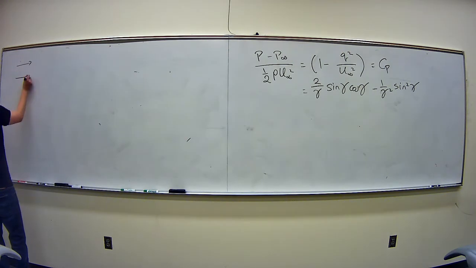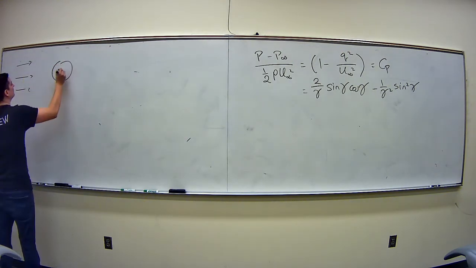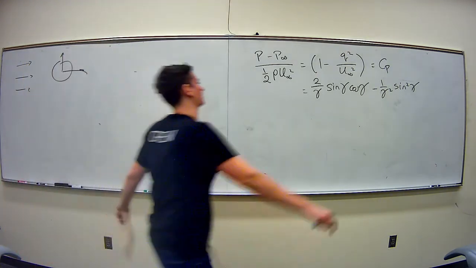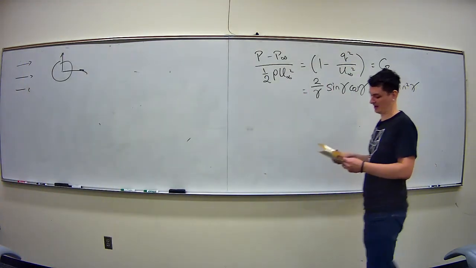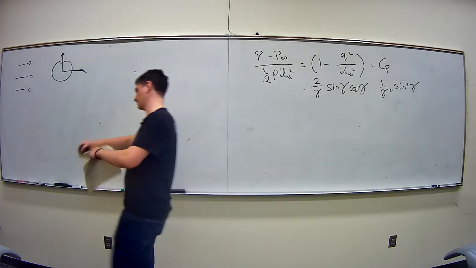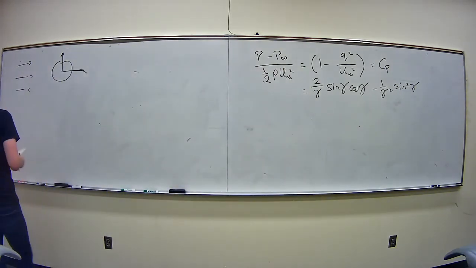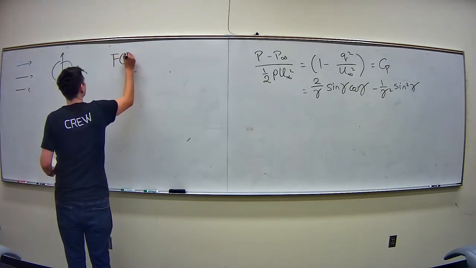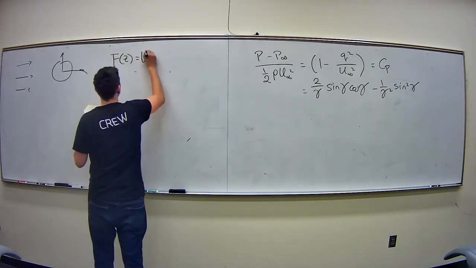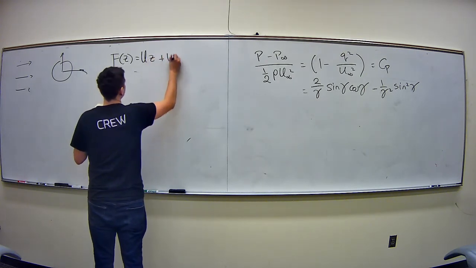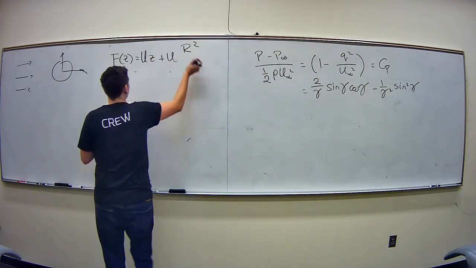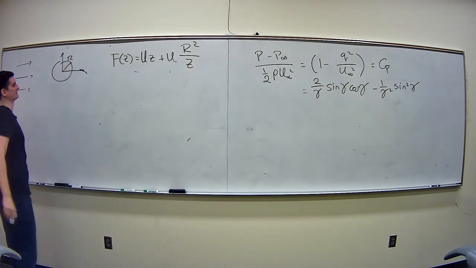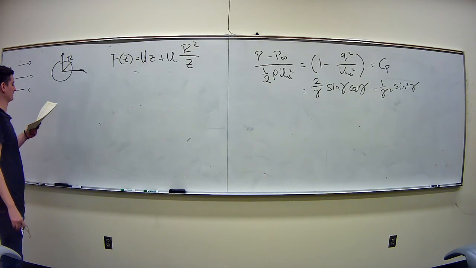Same thing. Only now I'm going to do a circle and find this pressure coefficient. The same thing. That's the cool part, right? So this F is this: U Z plus U radius squared over Z, where this is my radius. All right, it looks right to me.